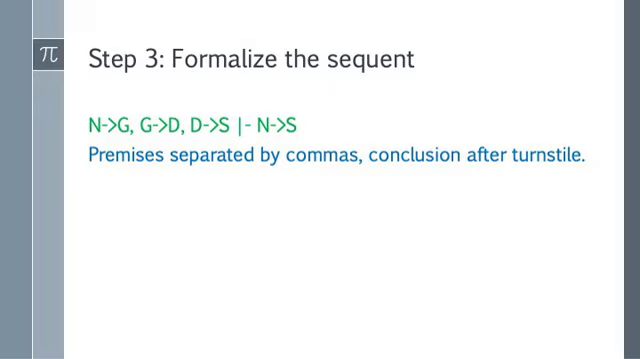So taking those pieces, we formalize our sequent. N arrow G, G arrow D, D arrow S, and then the conclusion is N arrow S. The premises, remember, are separated by commas. The conclusion is after the turnstile.